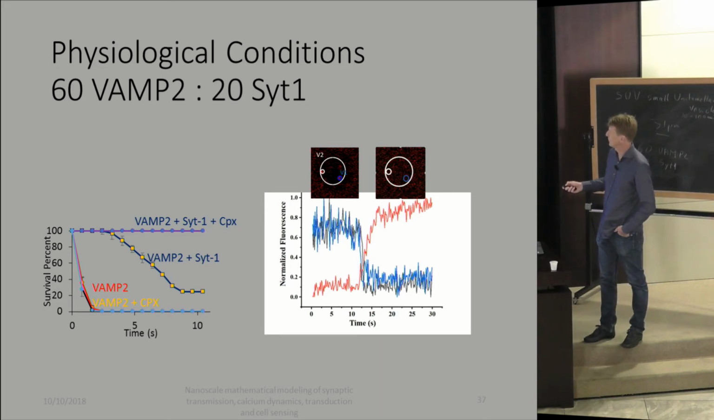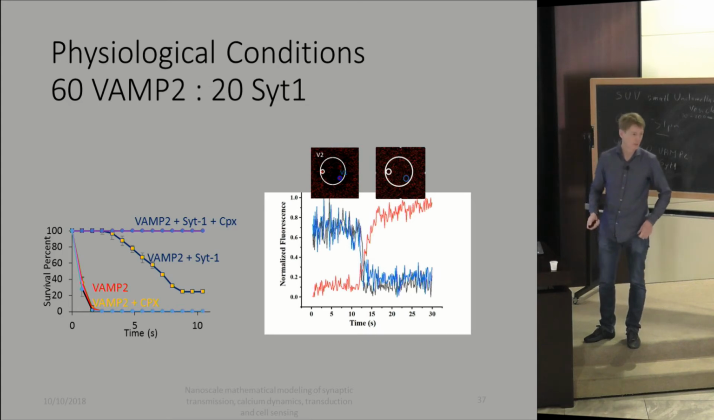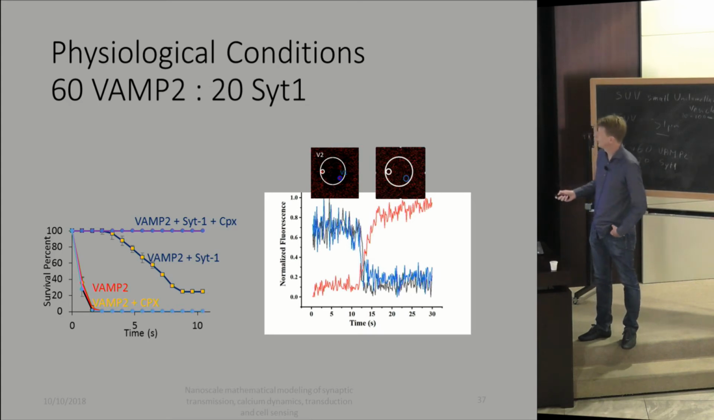If you look at where there's everything, it's 100%, meaning it's clamped, it stays there forever until it's bleached, basically. If you look at VAMP alone, 60 VAMP, you see it goes down very quickly. There's spontaneous fusion very quickly. If you put complexin, same thing. VAMP and complexin, same thing.